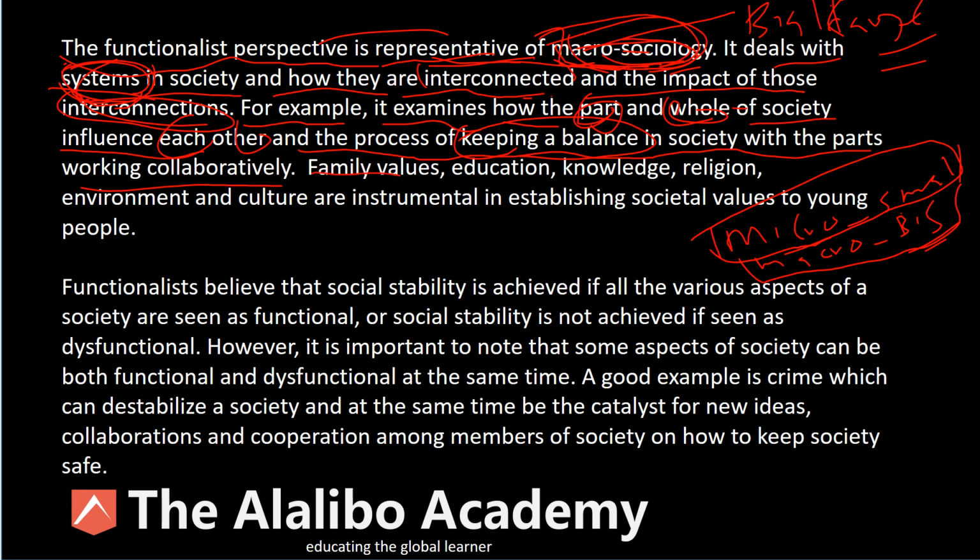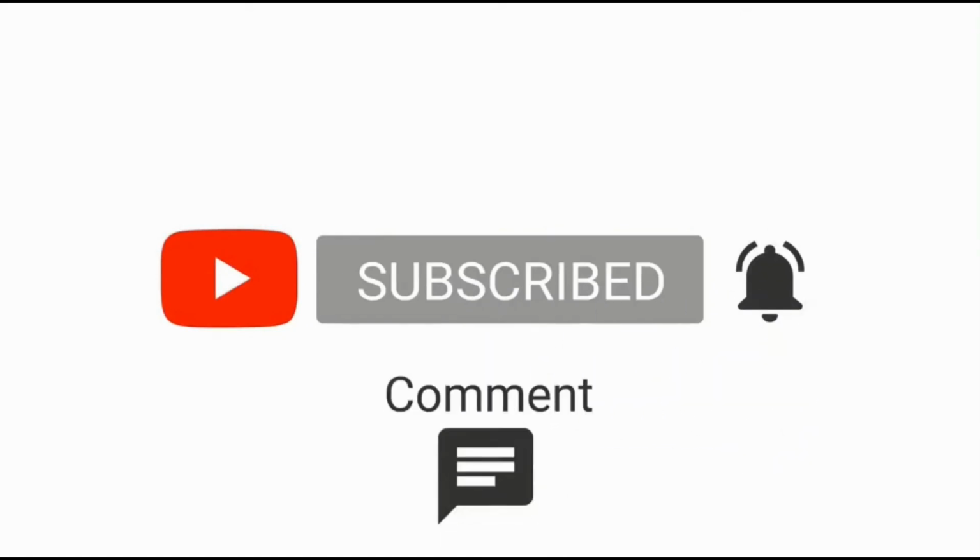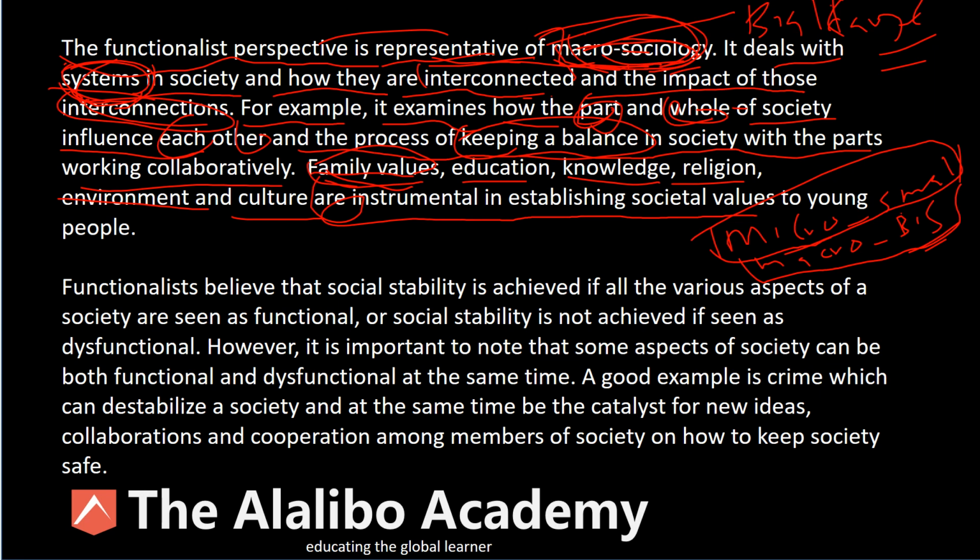So, for example, family values, education, knowledge, religion, environment, and culture, just to mention a few, are all instrumental in establishing societal values in young people. It's important for us to understand that, because these are the macro elements of society. Family values is huge. It has a lot of influence on society. People cultivate their values based on their family values, how they were raised. Education has a significant impact on society. It's the vehicle for social mobility. Knowledge ties in with education.